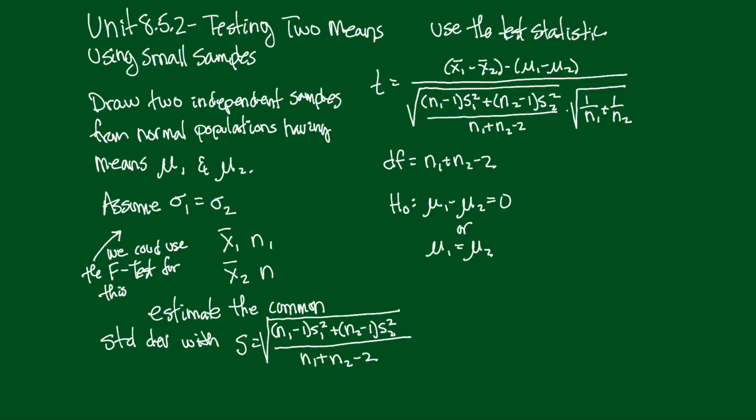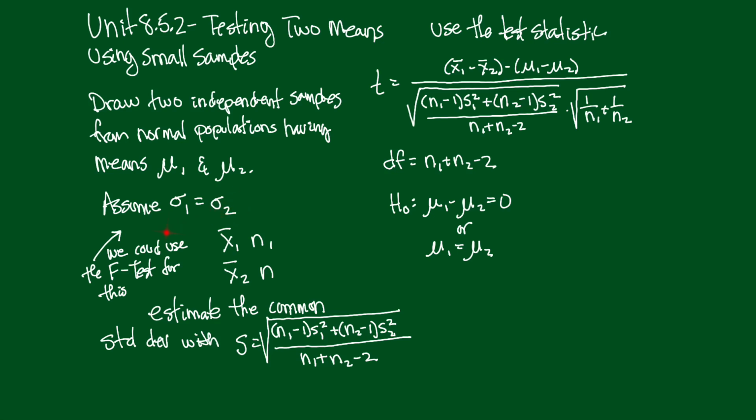In this section we're going to test two means using small samples, so both sample sizes, or at least one, will be less than 30. We're going to draw two independent samples from normal populations, and the populations will have means mu1 and mu2. Now we're going to make the assumption that the standard deviations are the same.